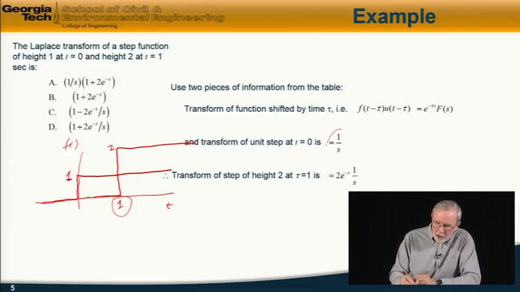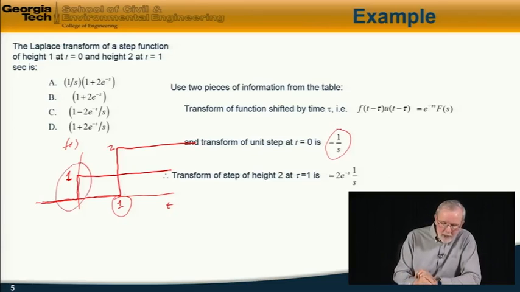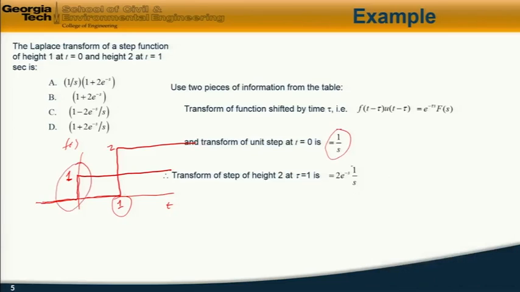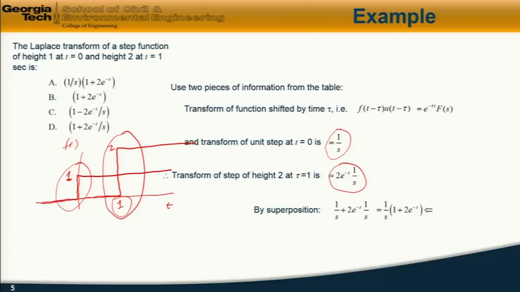So this term, 1 over s, is the Laplace transform of this function, and this term is the Laplace transform of this step function. And finally, we can simply add these together by superposition to find the Laplace transform of the combined function. Therefore, the Laplace transform combined is equal to that, which I can write a little more tidily in that form. Therefore, we see that the answer is A.